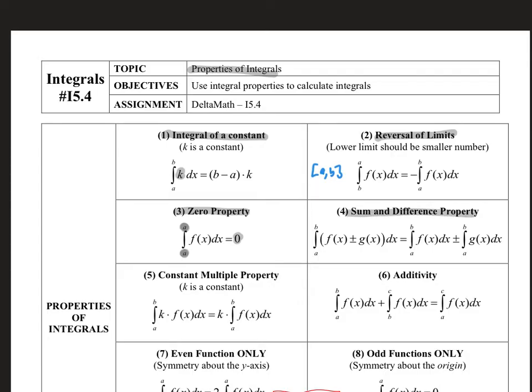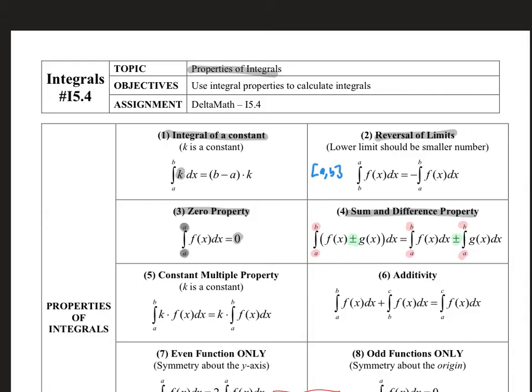This is for when your integrand consists of two functions, either being added or subtracted. What this says is you're allowed to give each function its own integral sign. Notice that the limits don't change. They go from a to b on that original, and on each individual integral, they still go from a to b. You would choose the appropriate sign, either positive or negative, and carry that sign in between the two integrals.